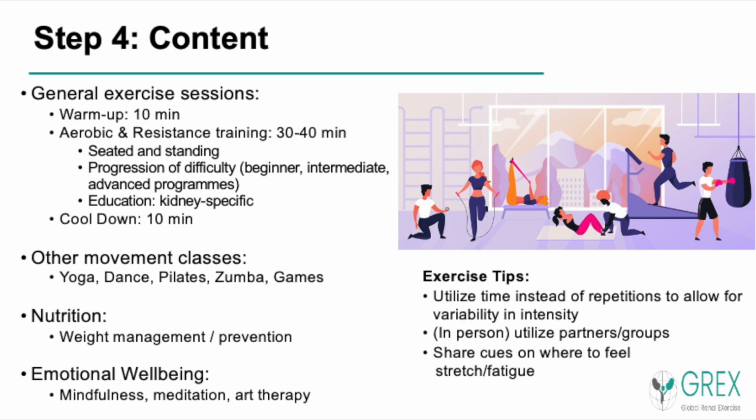So what content can be included for online training? So looking at general exercise sessions, or as we call it, renal rehab sessions, we run a warm-up and a cool-down with every class, ideally aiming for at least 10 minutes of each. And then we do a combined aerobic and resistance training session. And again, ideally 30 to 40 minutes. And we deliver these both seated and in standing, and this allows us to deliver the exercise training for different levels of ability of our participants.